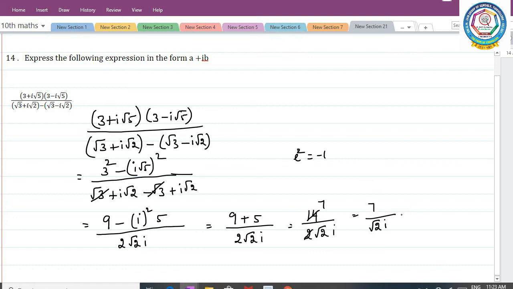We have to do the conjugate here, so we multiply the numerator and denominator by root 2 i. That is equal to 7 root 2 i by root 2 into root 2, which is 2, times i squared. i squared is minus 1, so minus 2. Therefore the answer is 7 root 2 i by minus 2.